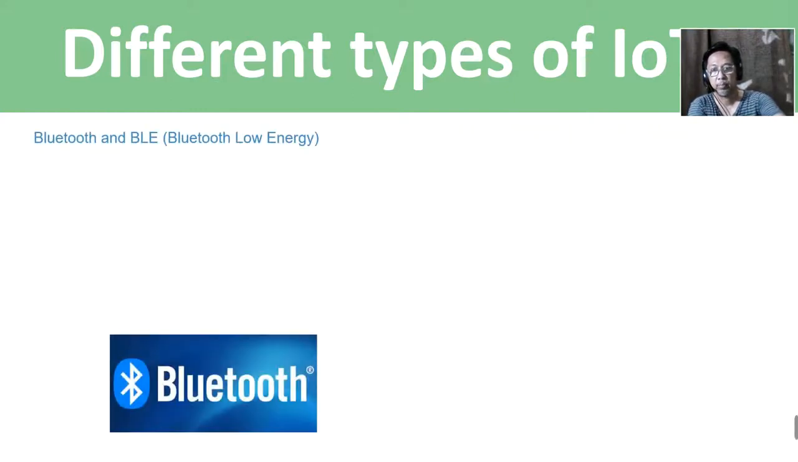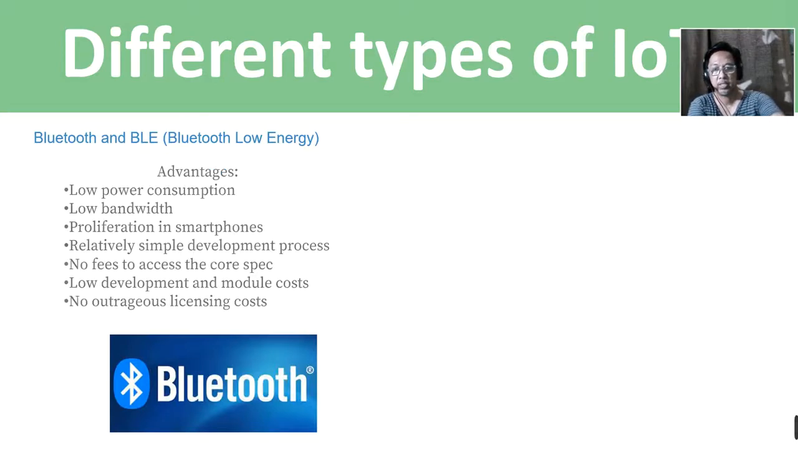Next is Bluetooth. For Bluetooth, this is also a relatively matured technology. So the advantages are low power consumption, low bandwidth, proliferation in smartphones, relatively simple development process, no fees to access the core spec, low development and module cost, no outrageous licensing cost. You can just use Bluetooth without worrying about licenses.